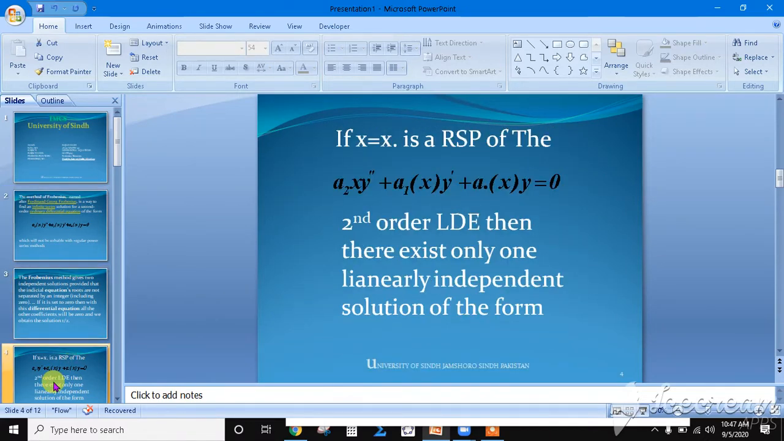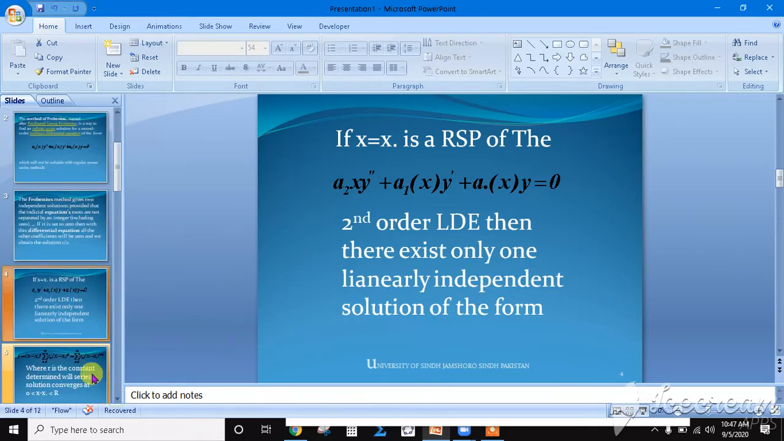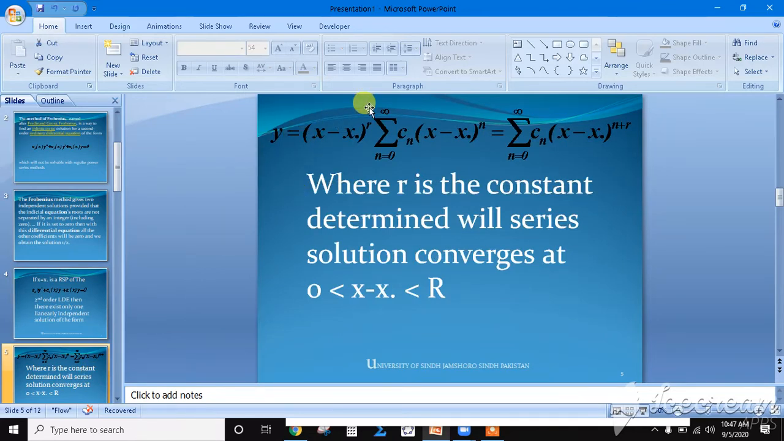Okay, if x equals x naught is a regular singular point of the second order linear differential equation a2(x) y double prime plus a1(x) y prime plus a naught(x) y equal to 0, then there exists at least one linearly independent solution of the form y equals (x minus x naught) to the power r times the summation of Cn, the compact form of this equation, where Cn is a constant.